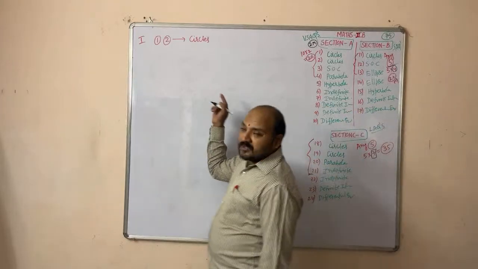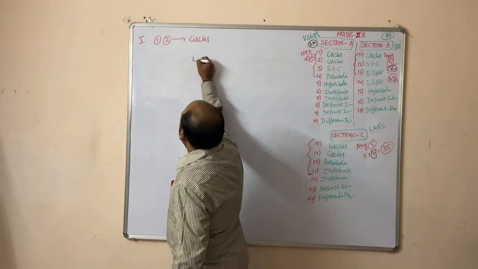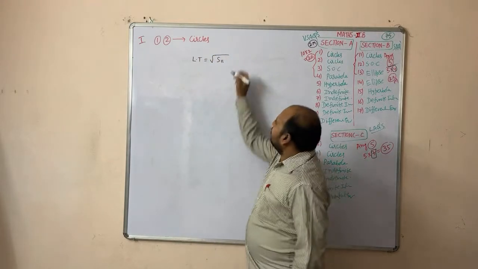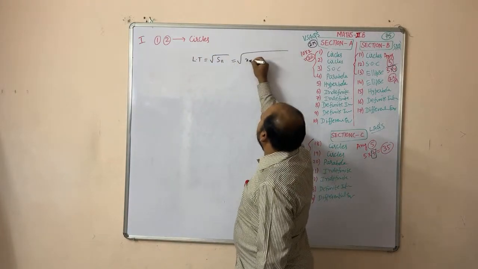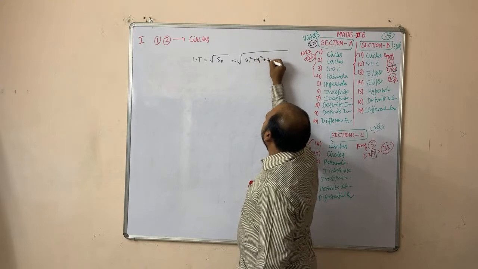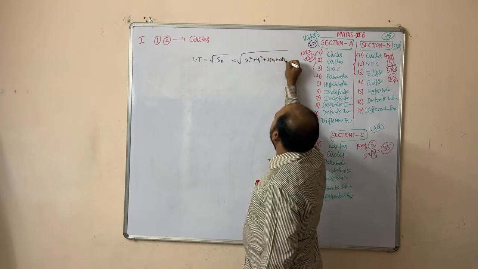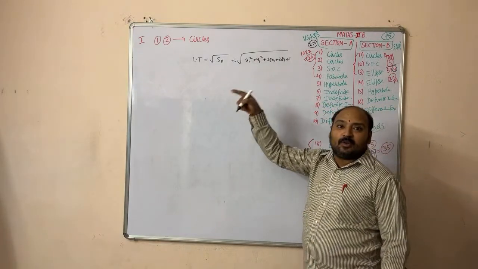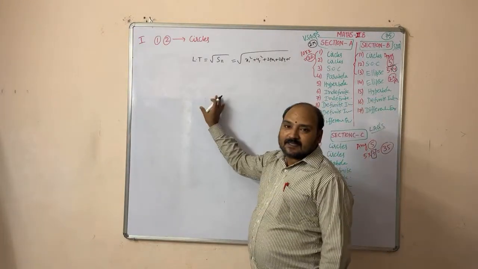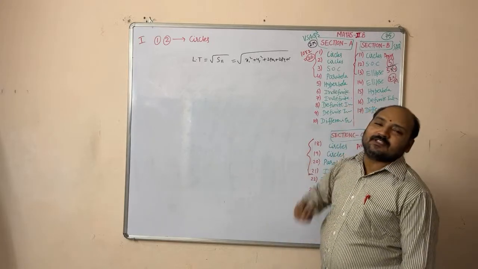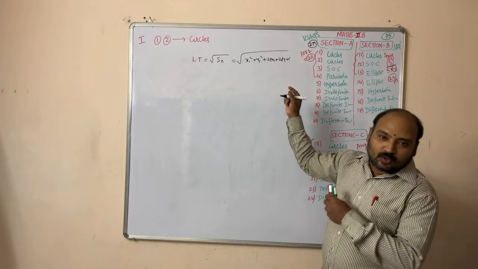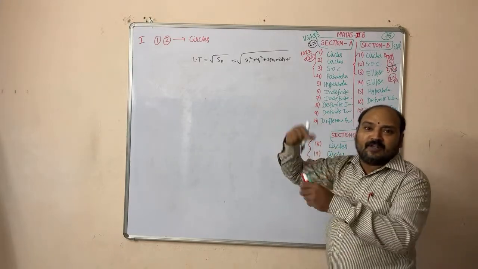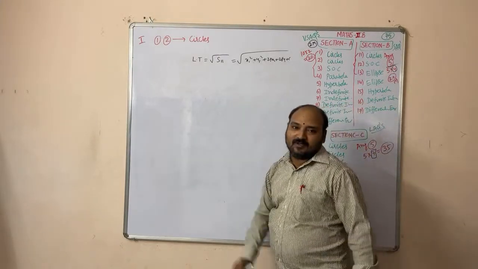Now come to the second exercise, length of tangent. Length of tangent formula: root s11, that is equal to root of x1 square plus y1 square plus 2gx1 plus 2fy1 plus c. This is the formula for length of tangent. Based on this, you have the questions. In the second exercise, second bit, 2 questions are there. If the length of tangent is root 39, find the value of k. If the length of tangent is 1 unit, find the value of k. Like this, questions are there.